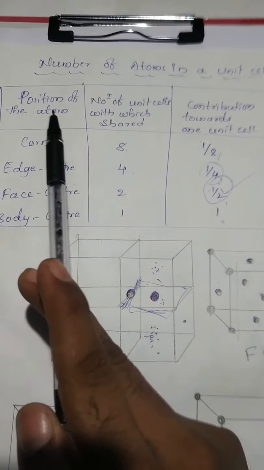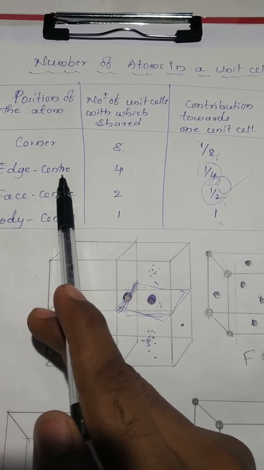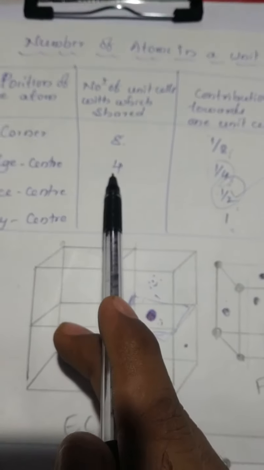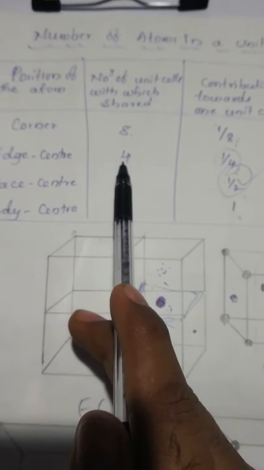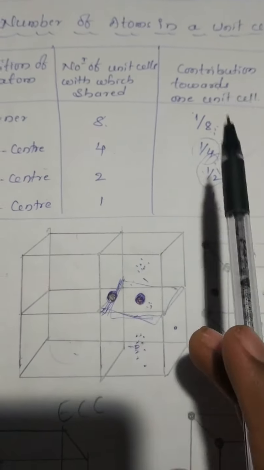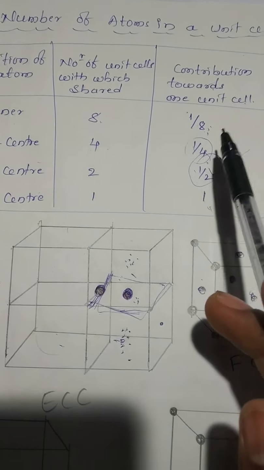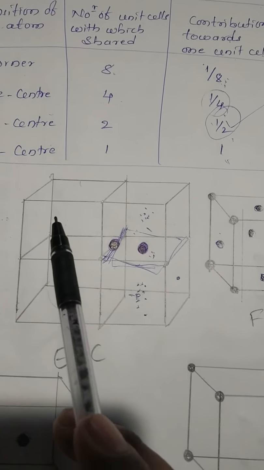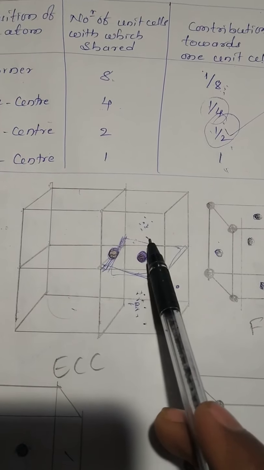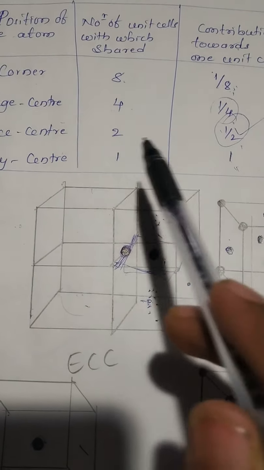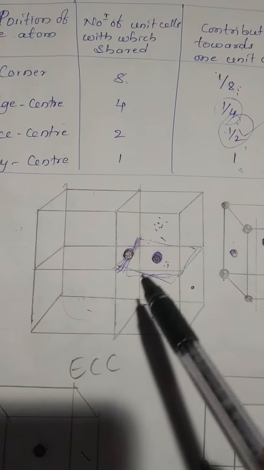Similarly, if the particle is present at the edge center, that is shared by 4 unit cells. If it is shared by 4 unit cells, then the contribution of that edge center particle towards one unit cell is 1 by 4. See here an example. This is one unit cell, this is one, this is one, and this is one. Total 4 unit cells are present in this diagram.